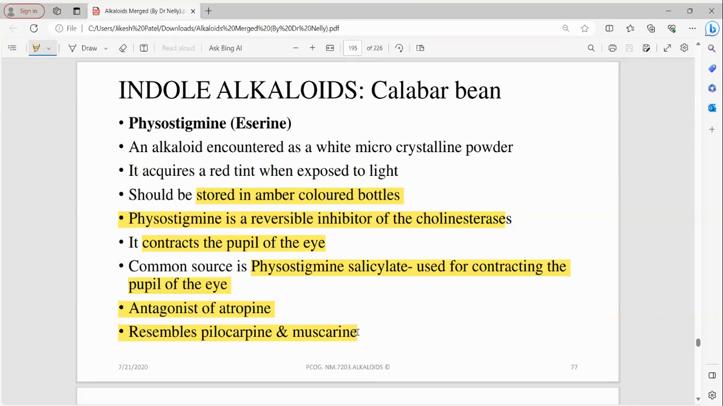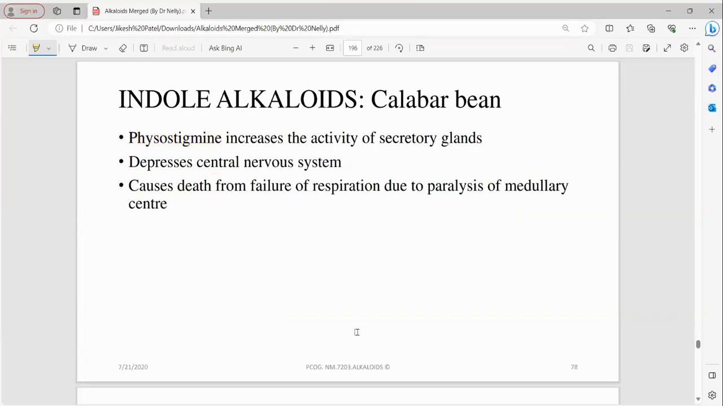We know atropine is an anticholinergic, and atropine fights your cholinergic nervous system, while physostigmine mimics it. So it will resemble pilocarpine. We'll see pilocarpine later when we talk about the imidazole alkaloids. Because physostigmine mimics acetylcholine, it will increase activity of secretory glands.